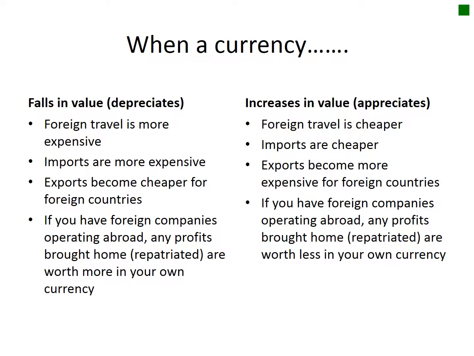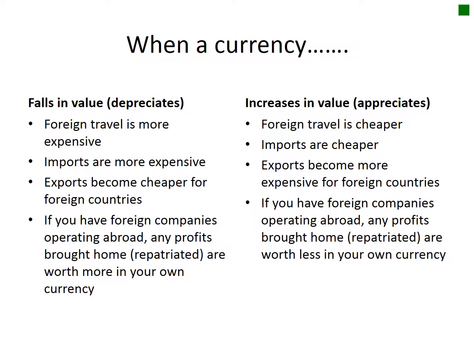So hence, when a currency falls in value or depreciates, foreign travel is more expensive. So we know that from what we've been experiencing lately in Canada. It's more expensive to go to Europe and to the States. Imports are more expensive. They've been talking in the news about how we're going to have to raise the price at retail stores, and if food is imported, raise the price at restaurants, and so on, because the imports are more expensive. We know as a plus that exports become cheaper for the foreign countries. And if you are a multinational and you have foreign companies operating abroad and you're bringing back your profits, or repatriating your profits, they're going to be worth more in your own currency.